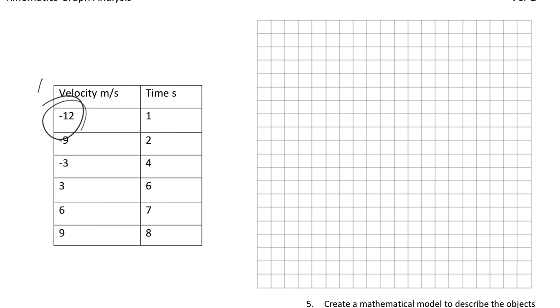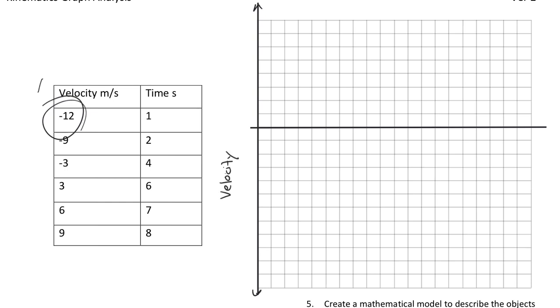This part is not going to be tested, but I think it's worth talking a little bit about. I'm going to put in some axes here. So this is velocity. This is time. Seconds, meters per second. Graph starts at 0, so I'm going to go 1, 2, 3, 4, 5, 6, 7, 8 seconds.